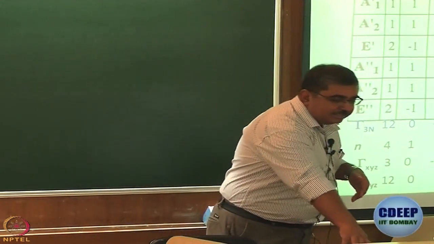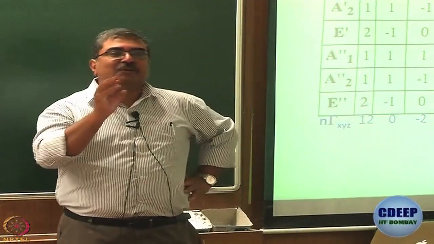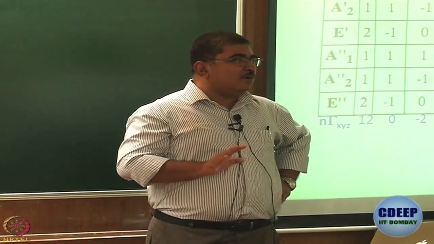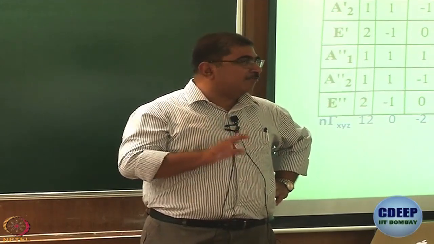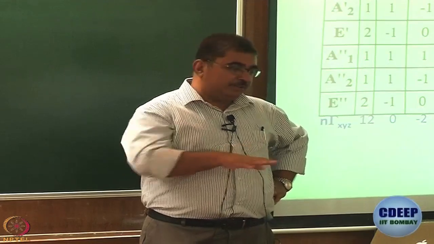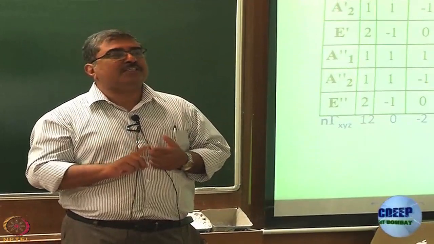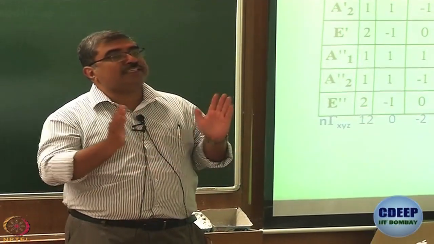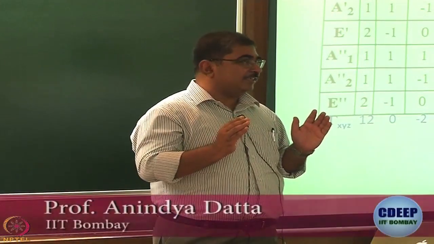So what we have established is this gamma 3n is really n into gamma xyz. Now, what am I trying to do? Am I really interested in the 3n coordinates? We are trying to arrive at the symmetry of normal coordinates of vibration. All these are normal coordinates, but we are only interested in normal coordinates of vibration. This is the symmetry of all the 3n coordinates. I am looking for symmetry of 3n minus 6 coordinates.